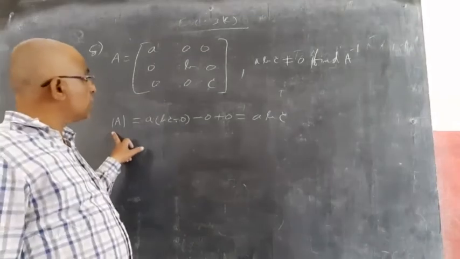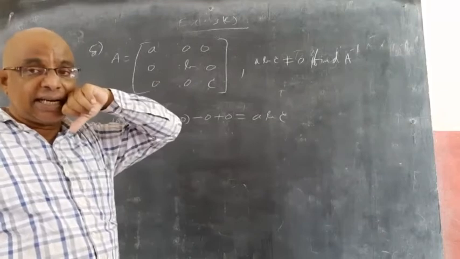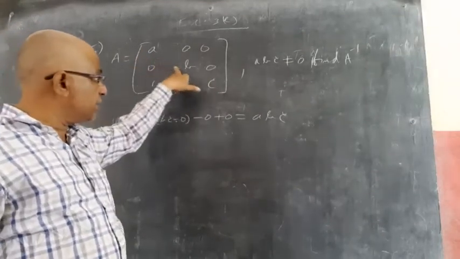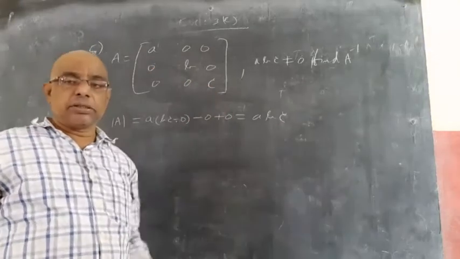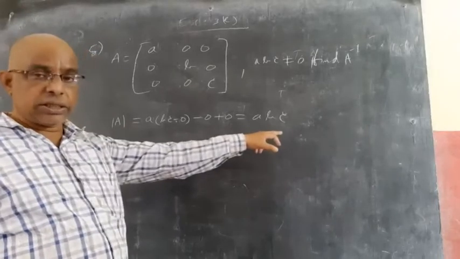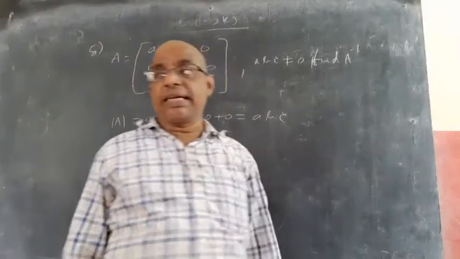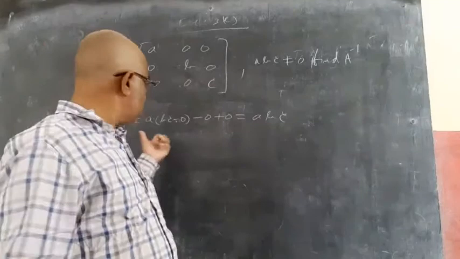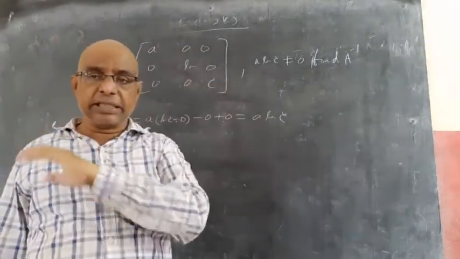From this result, I can say that det A always, if it is a diagonal matrix and you need to find the det A, simply multiply the elements of the diagonal. ABC. So what is the det A here? ABC. That's what I am saying. So for a diagonal matrix, the shortcut for det A is directly multiplying the diagonal elements. No need to do all of this. Simply multiply the diagonal elements A, B, C.